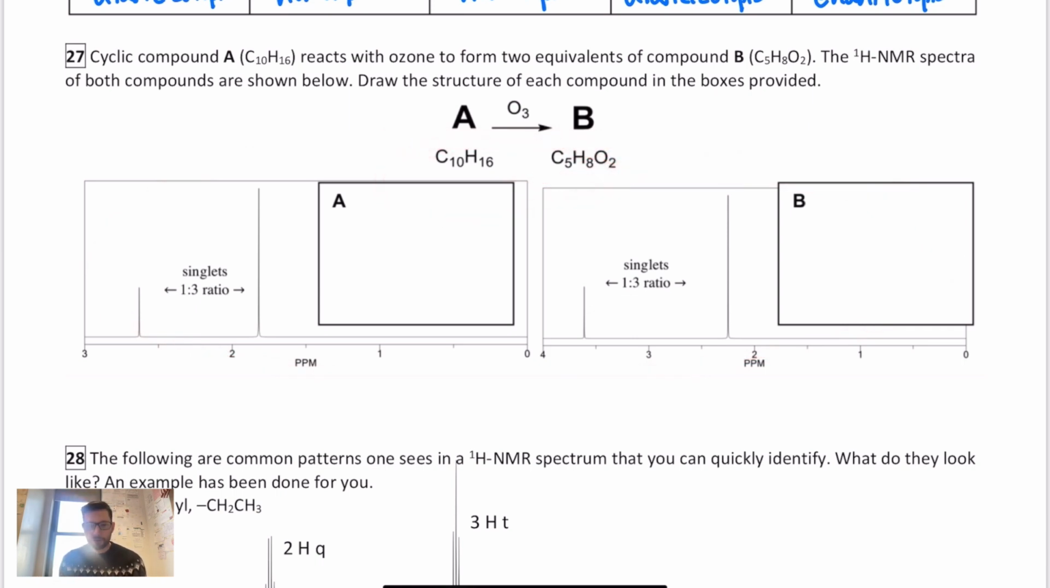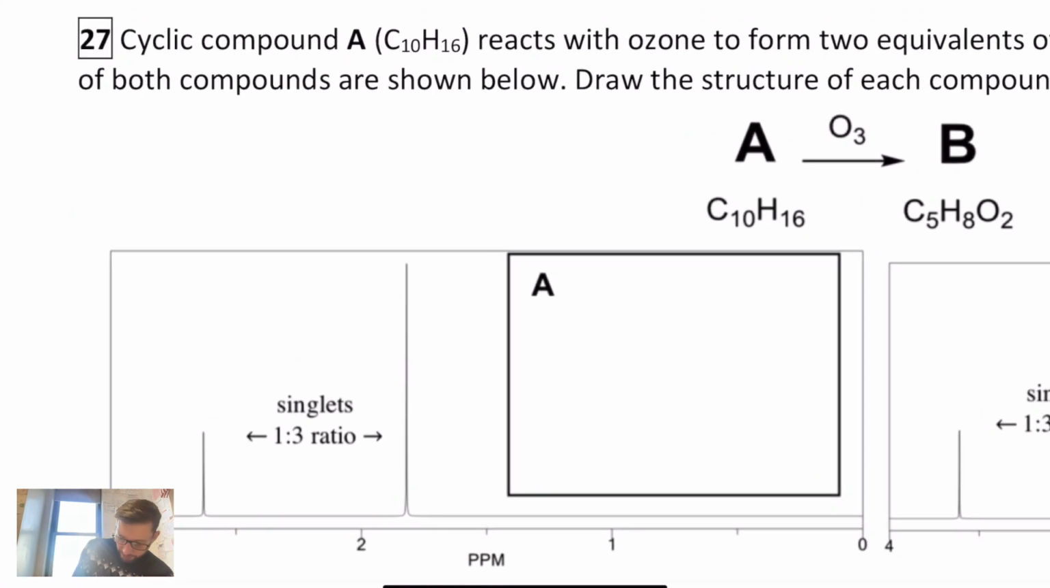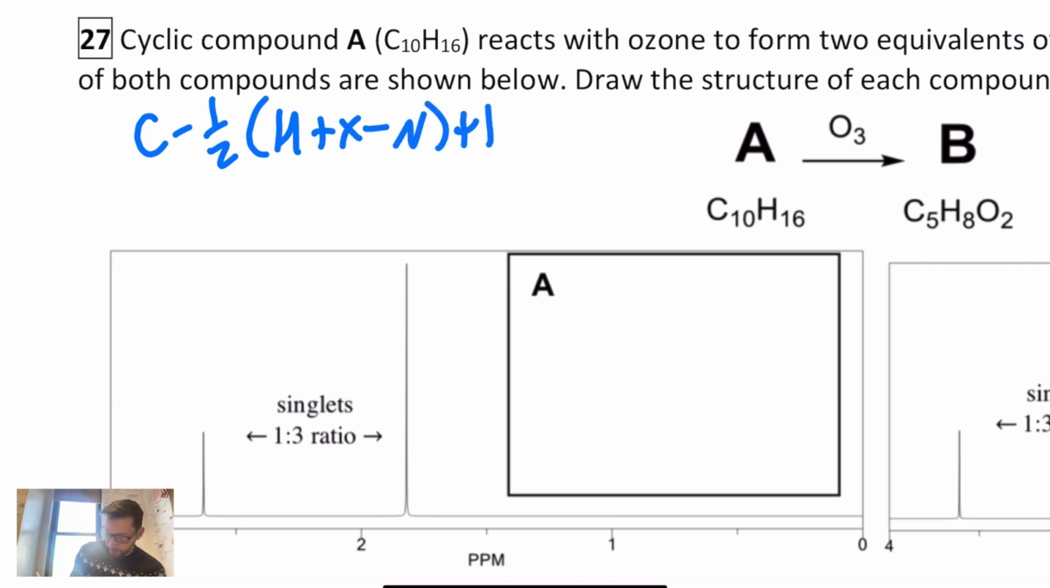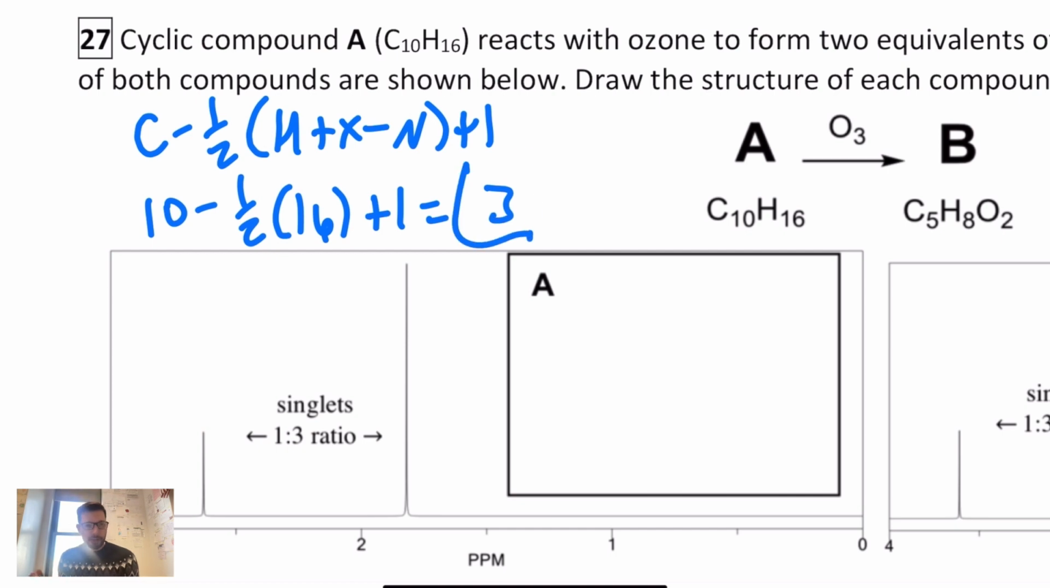Whenever you have to do a structure determination question, a good starting point is just figure out the degrees of unsaturation. So the degrees of unsaturation, remember, is carbons minus 1/2 of hydrogens, plus halogens minus nitrogens plus 1, tells you the rings and pi bonds. So for compound A, we have 10 minus 1/2 of 16 plus 1, and I get 3. So I have 3 rings or 3 pi bonds or a combination of each.